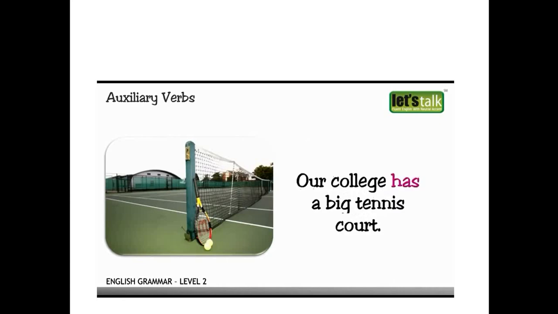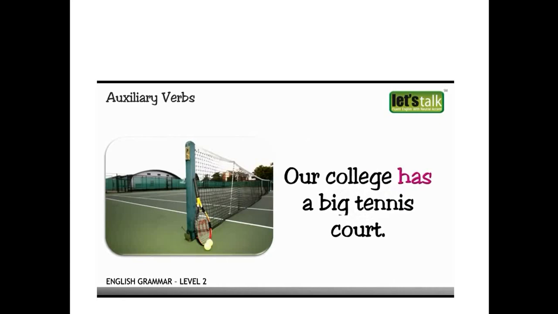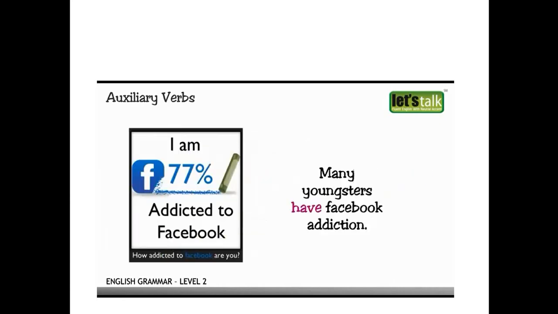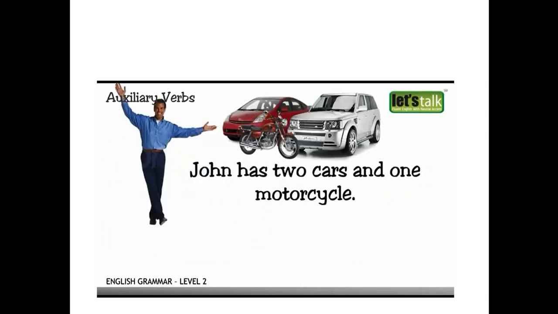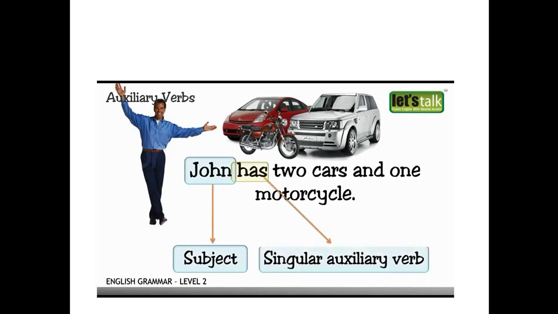Some more examples. Our college has a big tennis court. Many youngsters have Facebook addiction. John has 2 cars and 1 motorcycle. Now, you will have a doubt that although cars is plural, why has is used as an auxiliary verb. Note, John is the subject in the sentence, and it's singular, so we have used has as a singular auxiliary verb.